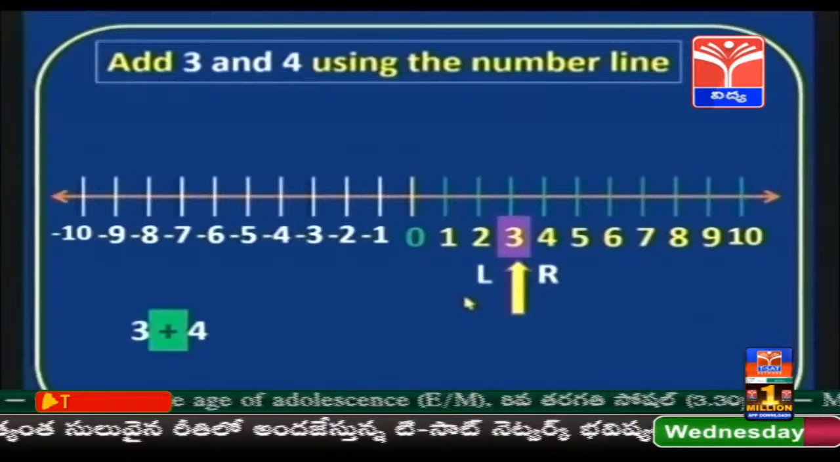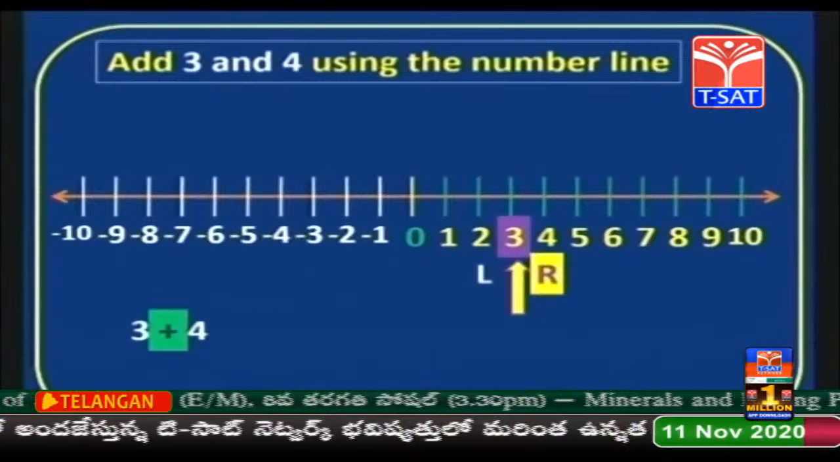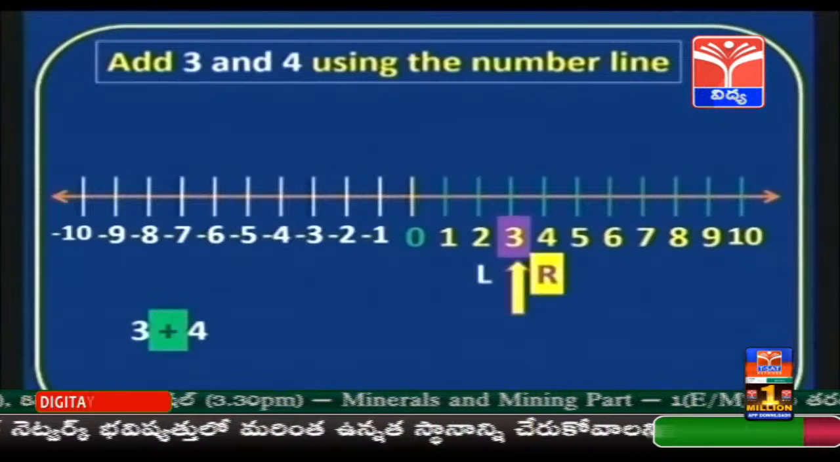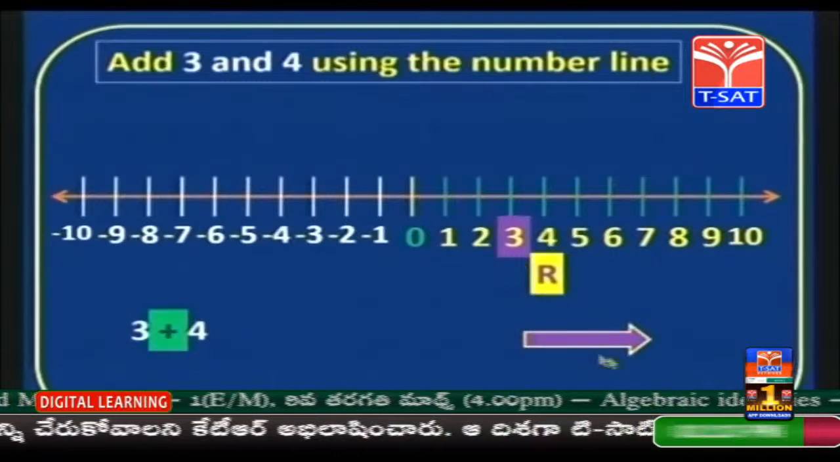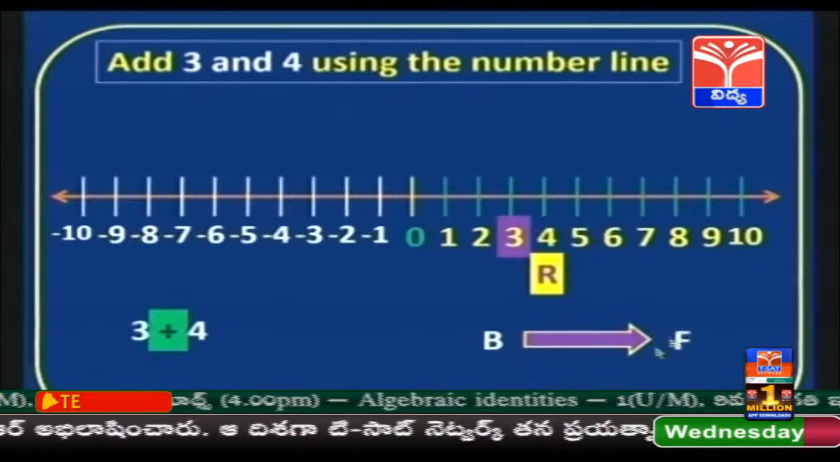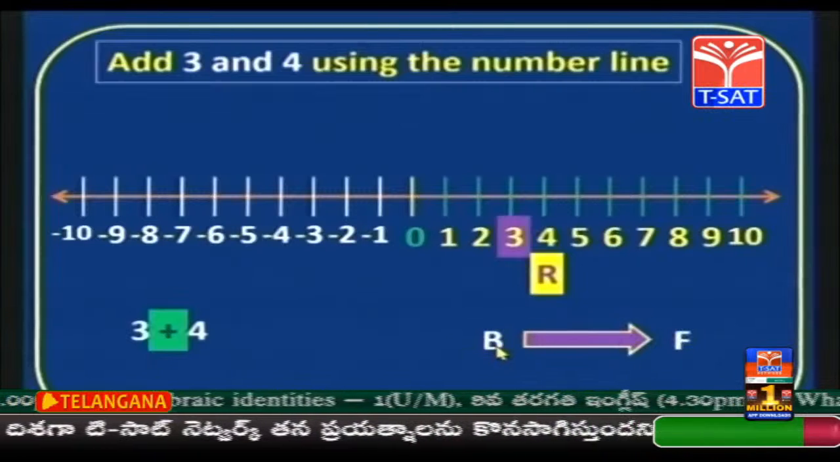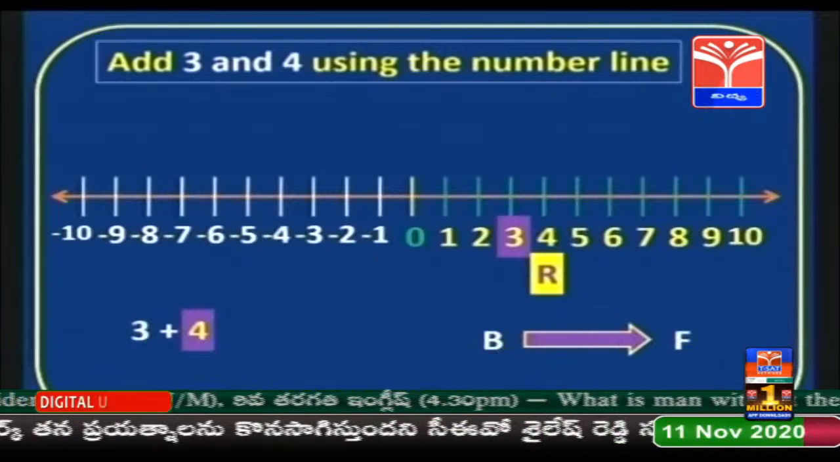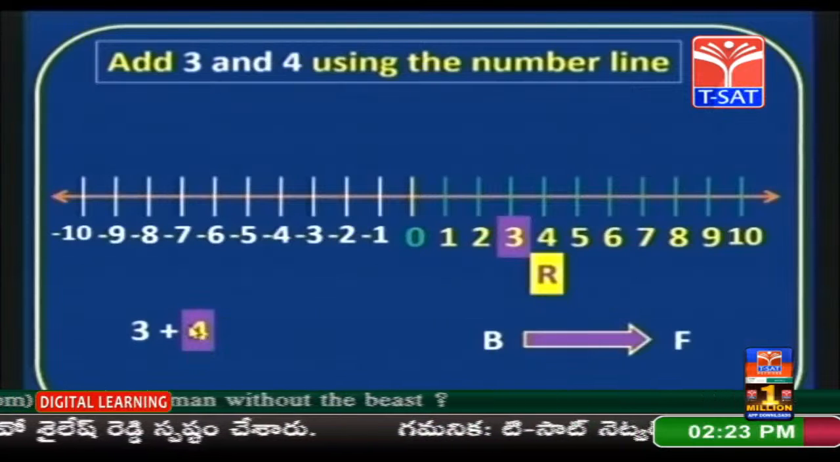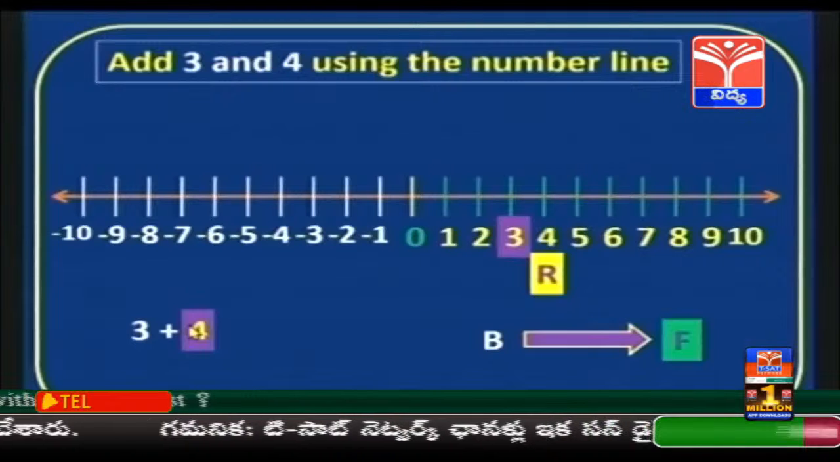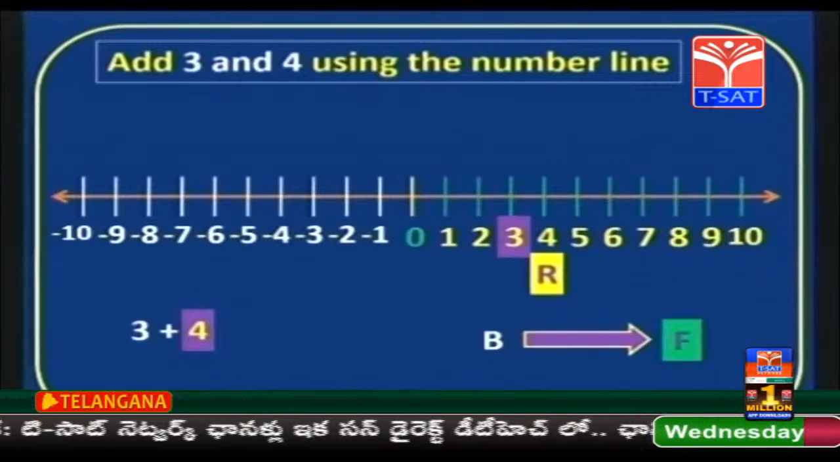Now check the sign, plus. If it is plus, you have to take which turn? Right turn. So I am taking a right turn now. For this arrow mark, this is the forward direction, this is the backward direction. Now I am taking the second integer. Okay children, what is the integer here? Plus 4. So you have to move forward or backward? Yes, you have to move forward. How many steps? 4 steps.